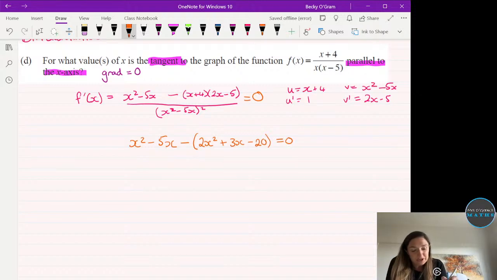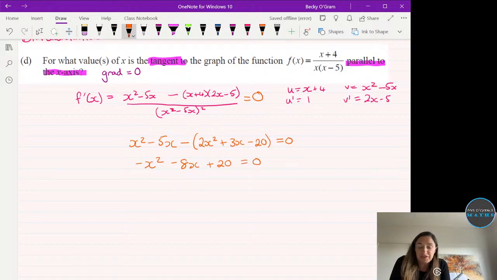Okay, x squared minus 2x squared is minus x squared. We have minus 5x minus 3x is minus 8x, and then plus 20 equals 0. I prefer to think of things in terms of positive x squared, so I'm just going to reverse all of those signs. So we have a positive x squared, a positive 8x, and a negative 20.